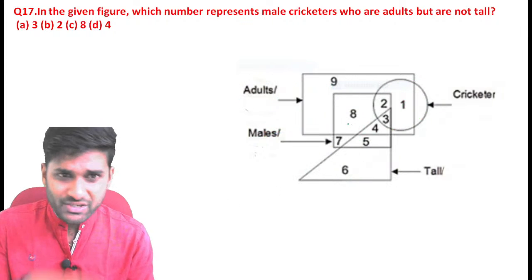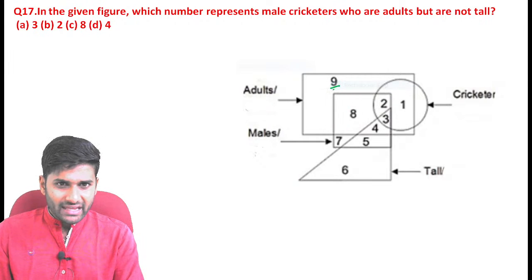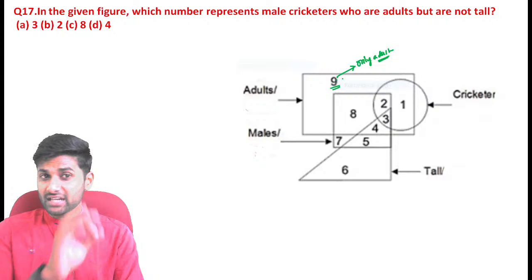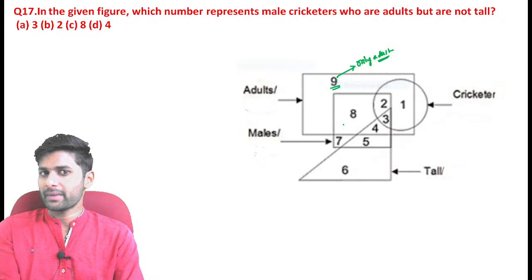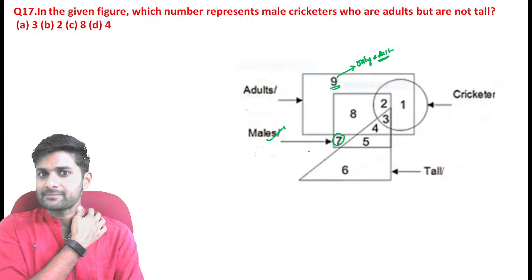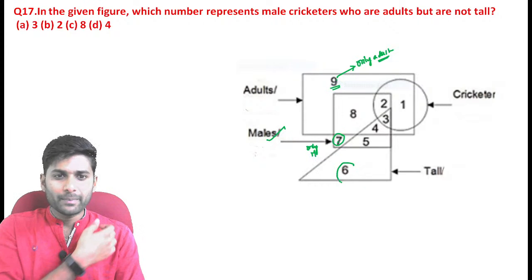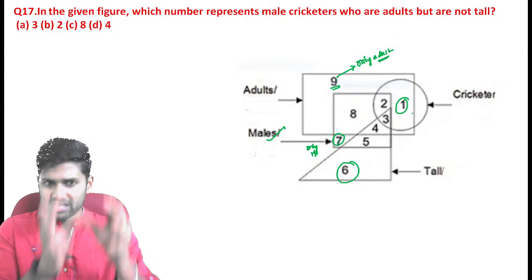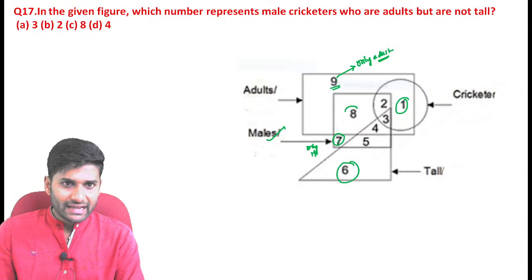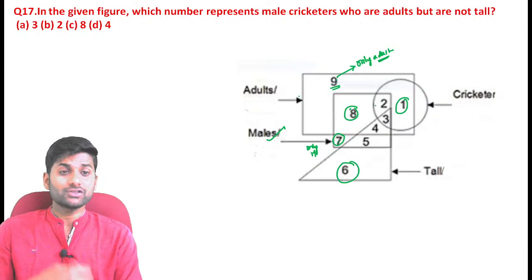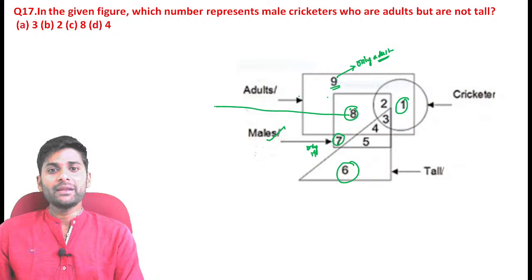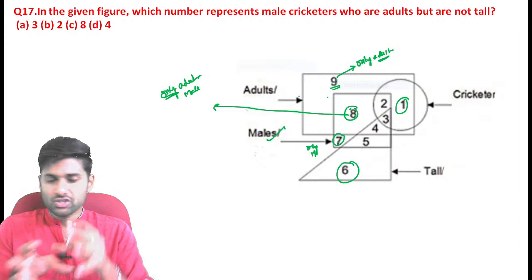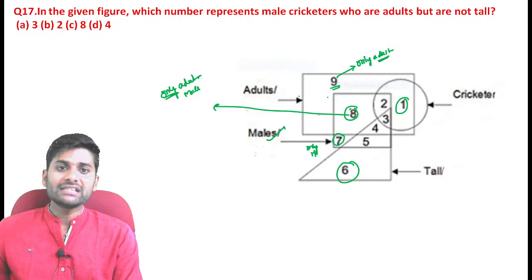See, for example, if something is denoted with a particular terminology, 9 represents only adults. I will tell you the concept, just listen, guys. 9 represents only adults. That parameter we cannot mix with any other parameters. 7 represents only males. 6 represents only tall persons. 1 represents only cricketers. So that is the meaning: the person is represented with only one particular thing. Now if you want to name 8, 8 represents adults and males. So 8 represents only adults who are males. No other parameter can be mixed in. Only adults with males can be represented by 8.